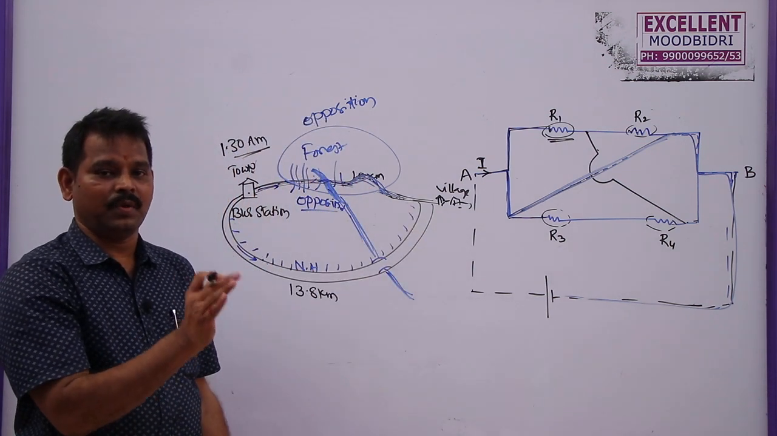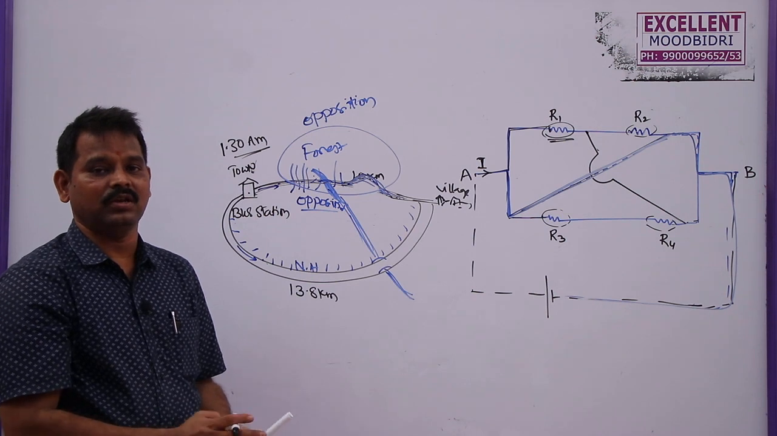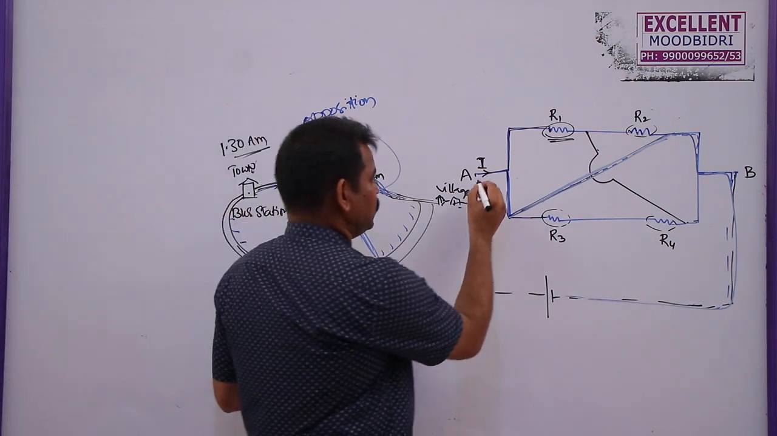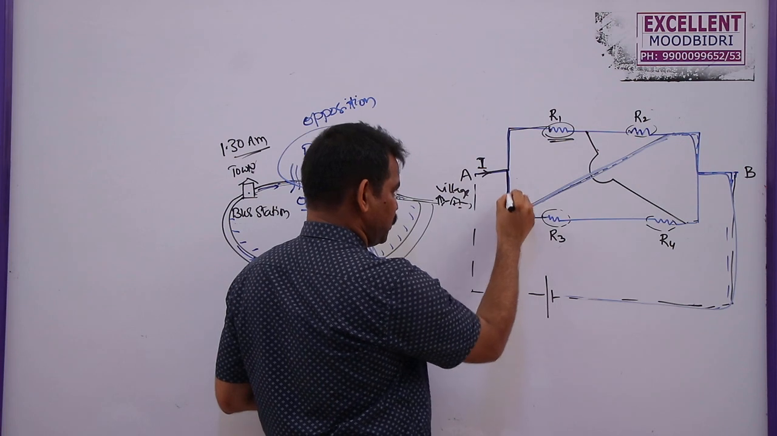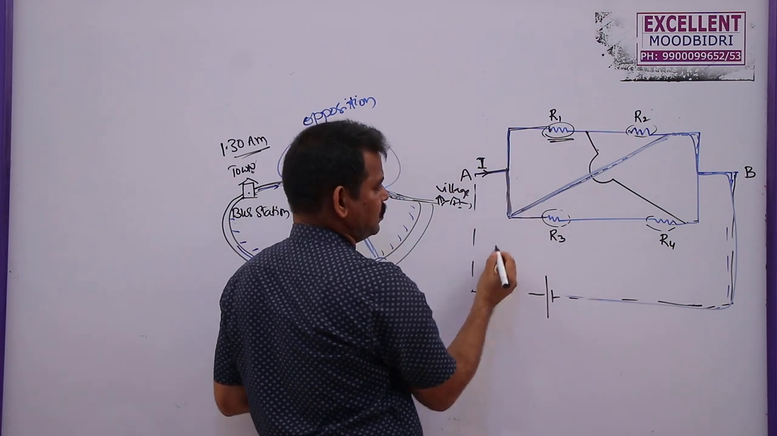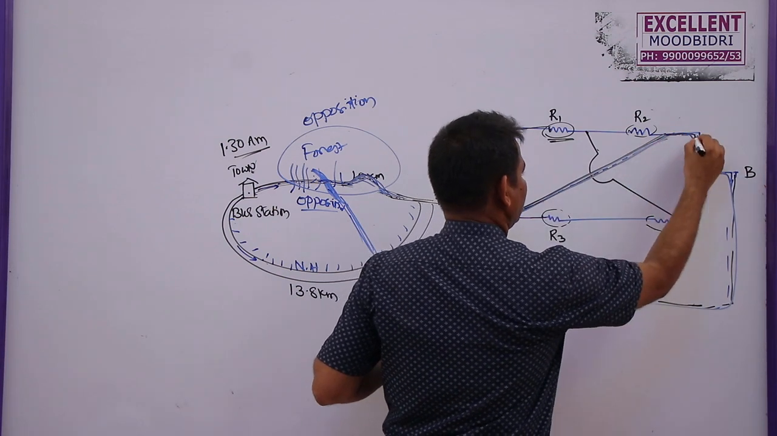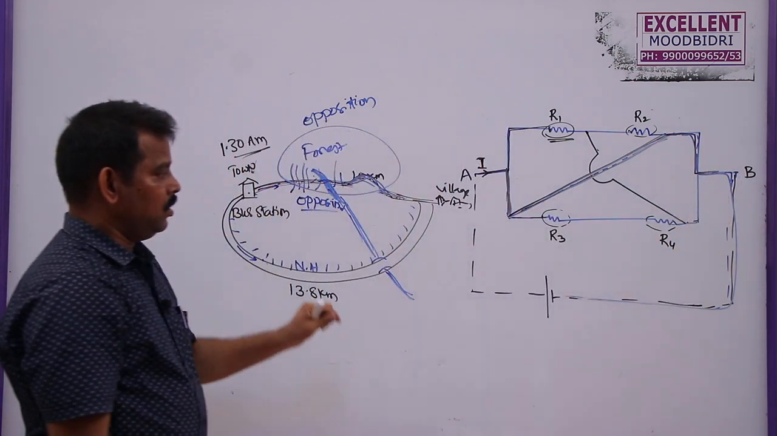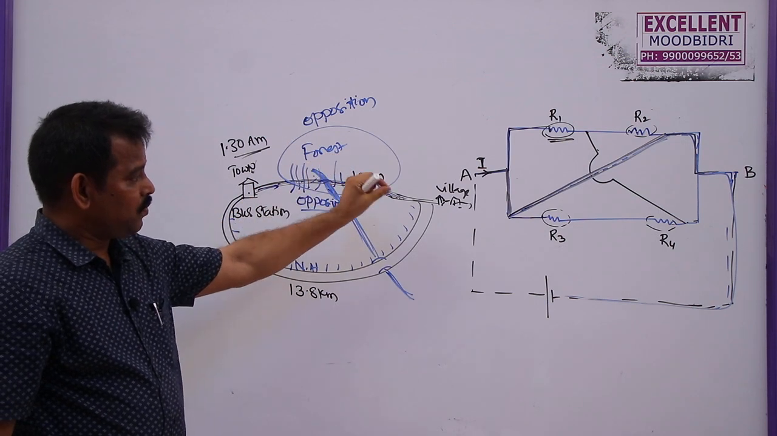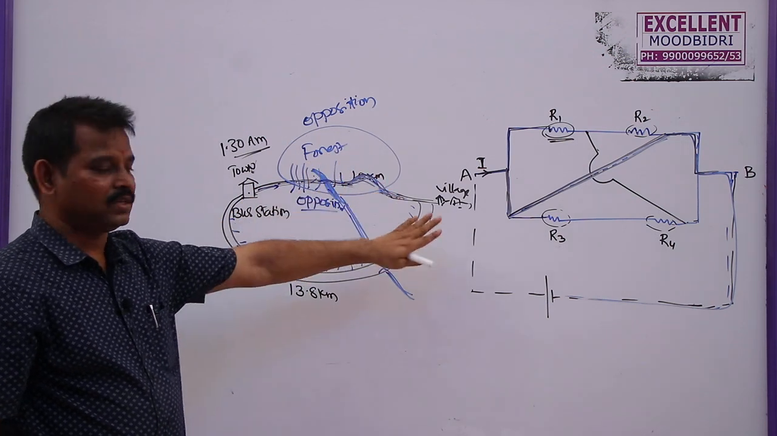Current always chooses the path where the resistance is least or there is no resistor at all. So now this current will travel through this path, because in between these 2 points there is no resistor. After that it will travel like this, no resistor here, and then it will go like this. So the path chosen by the current has no resistance at all.